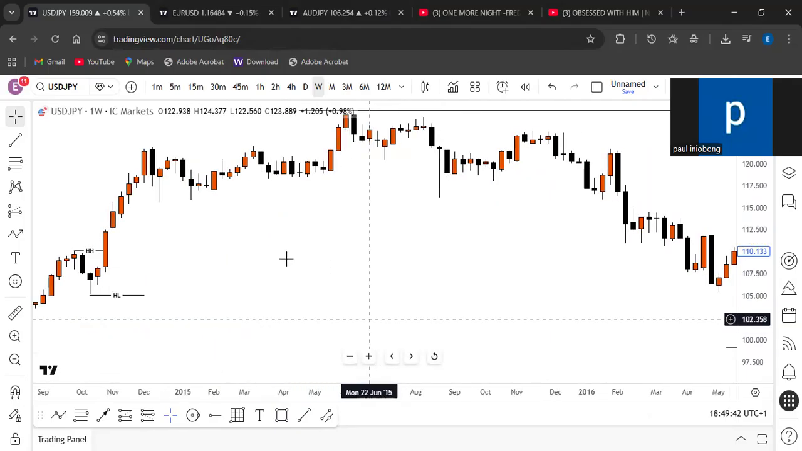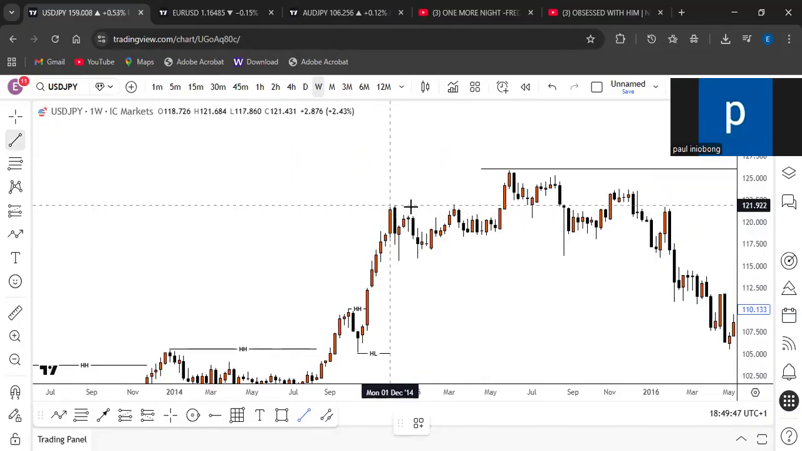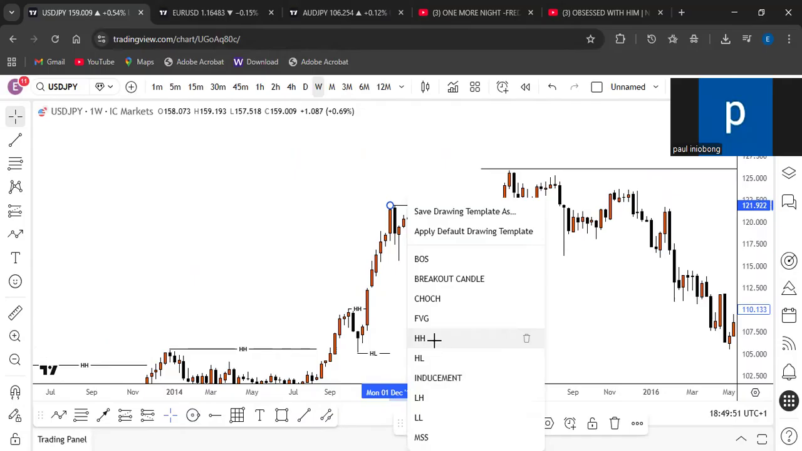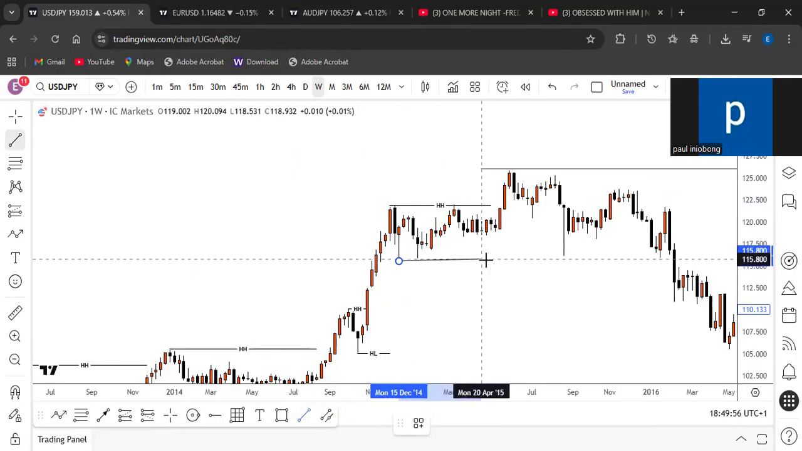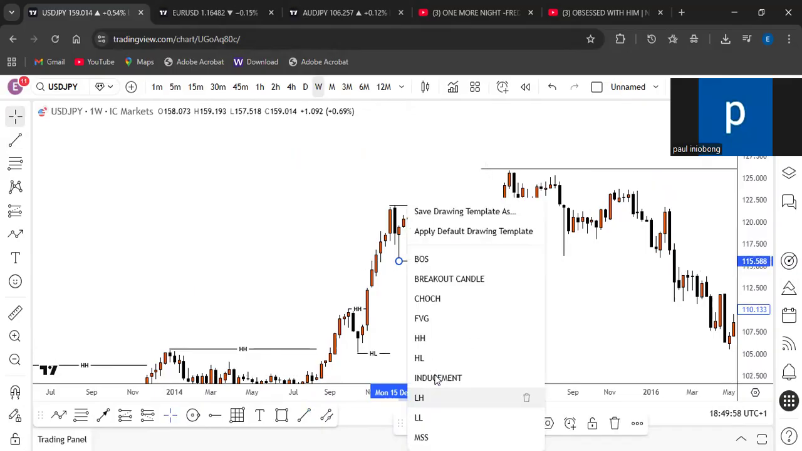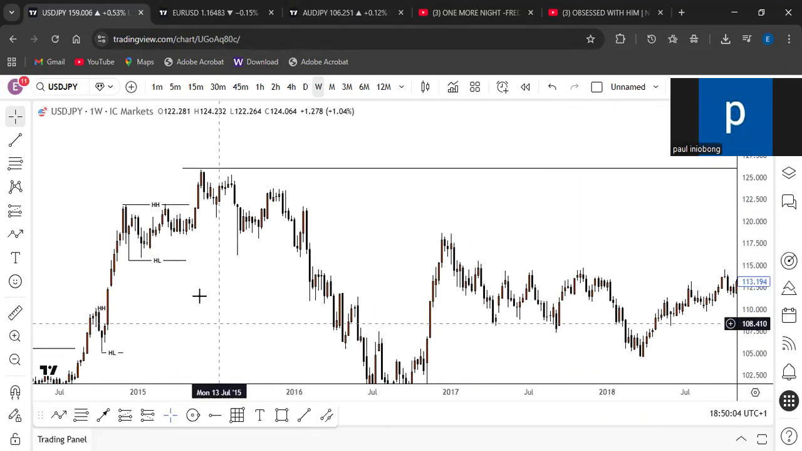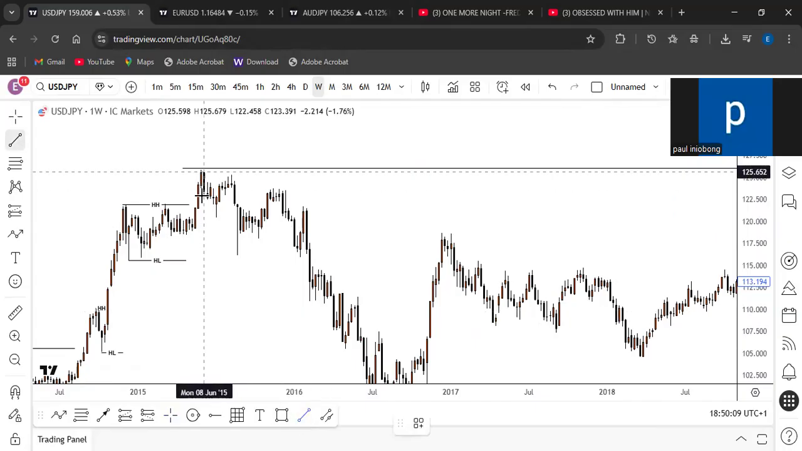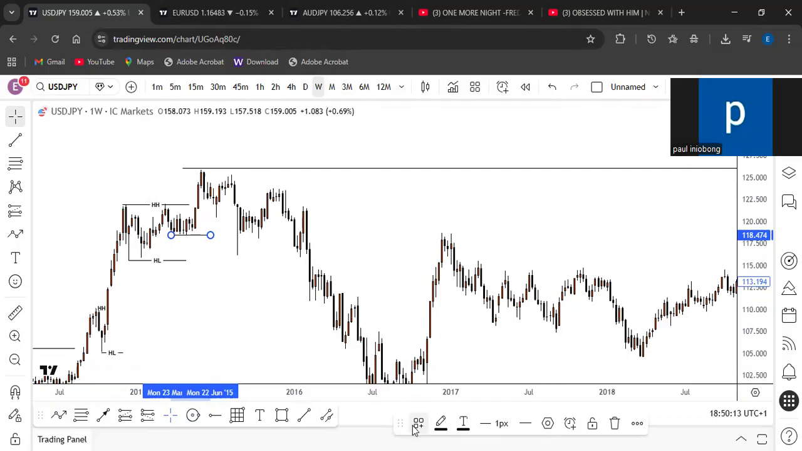And then what do we have here? Another higher high. And then another is a higher low. So that's how you label these things sequentially. And then this low here was actually the one that took out this high.